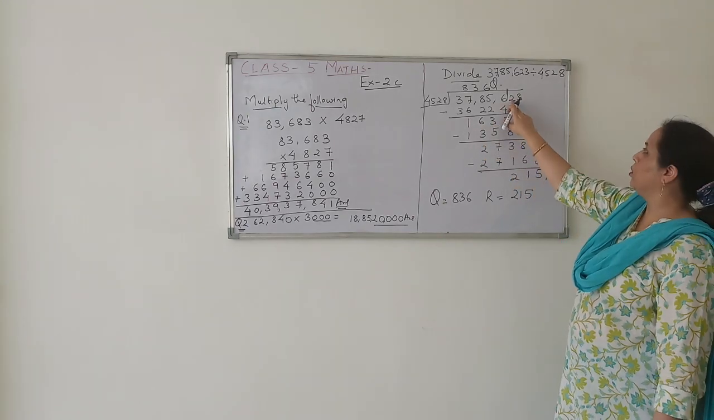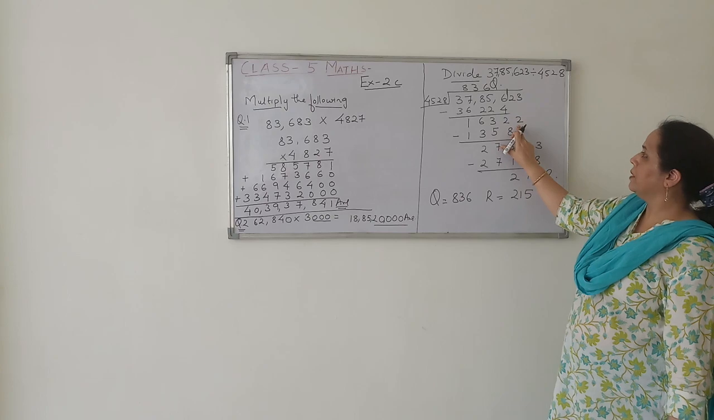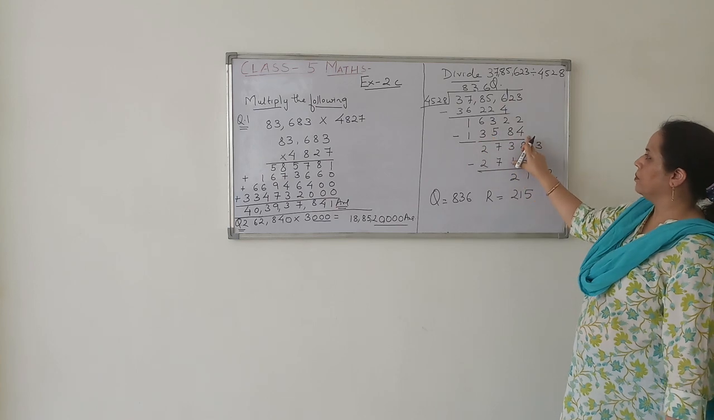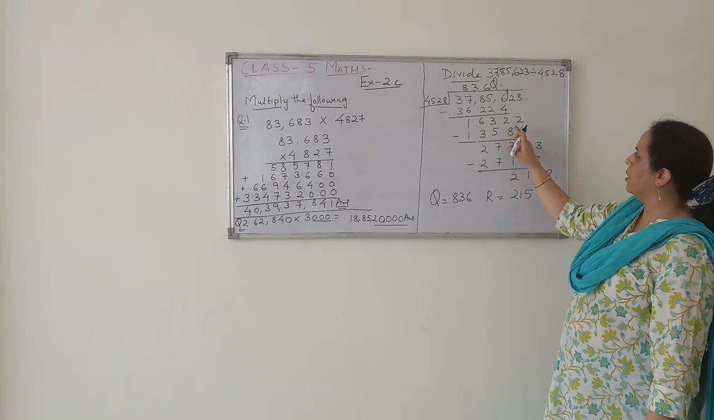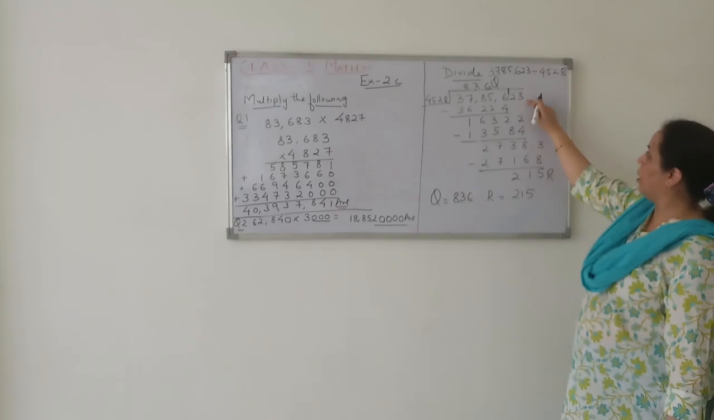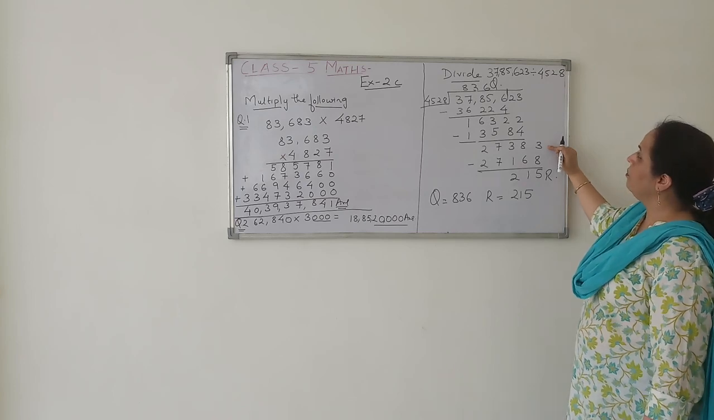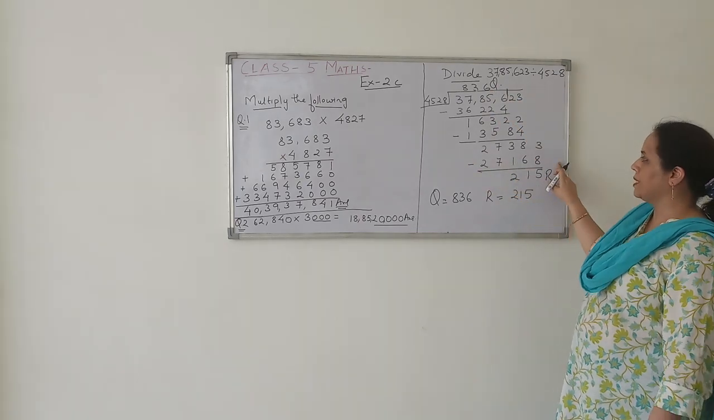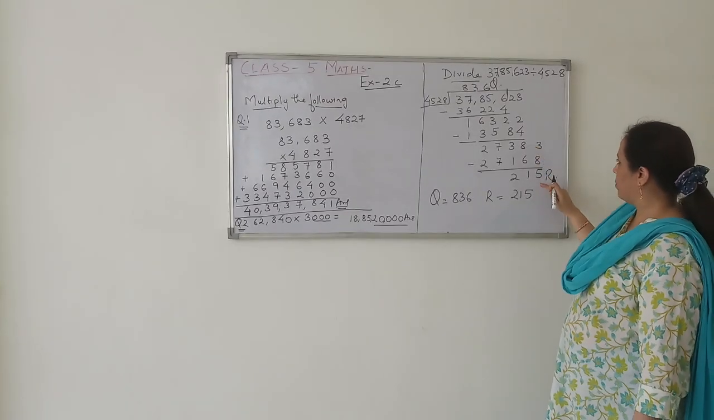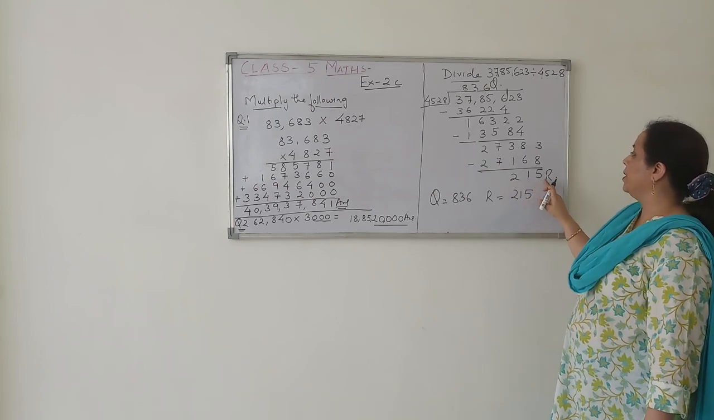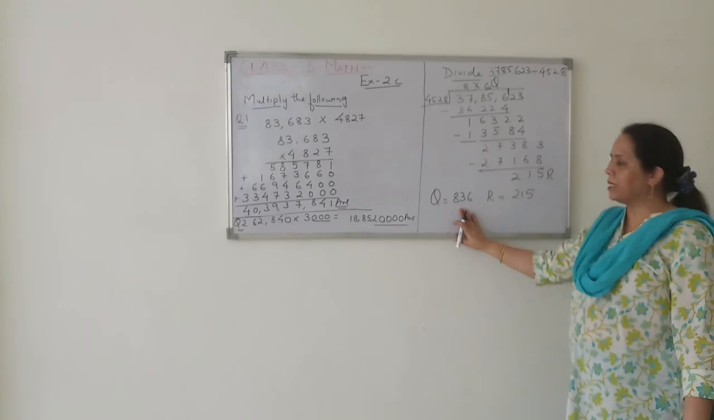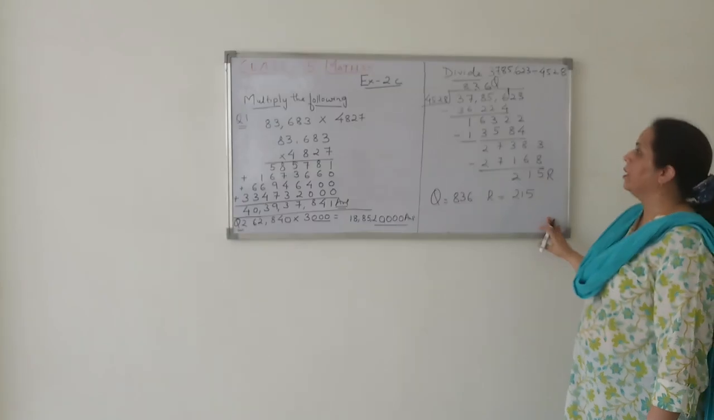1,632. Then we will take down this 2 here and then we will start multiplying the digits with 3 and we will get this number. After getting this number, we will subtract it and we will be getting 2,738. And then we will take down the last digit, that is 3, and when we will multiply it by 6 you will get this number 27,168. And after that we will subtract it and we will be getting 215 as a remainder. So the quotient is 836 and the remainder is 215.